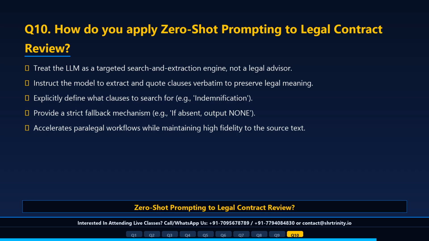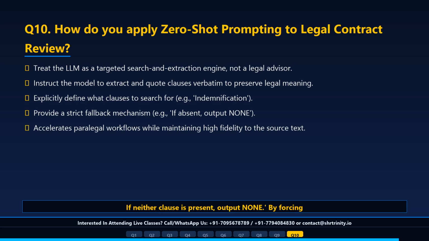How do you apply zero-shot prompting to legal contract review? Legal contract review requires identifying specific clauses, risks, or obligations. Zero-shot works beautifully here if you treat the LLM as a search and extraction engine rather than a lawyer. You structure the prompt by defining the exact target. Review the following contract. Extract any clause related to indemnification or limitation of liability. Quote the clause exactly as written.